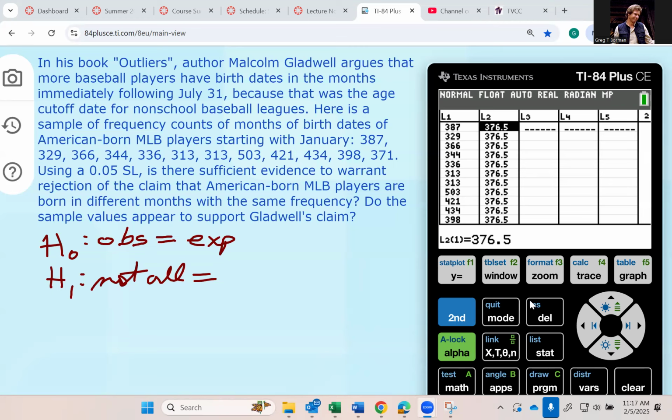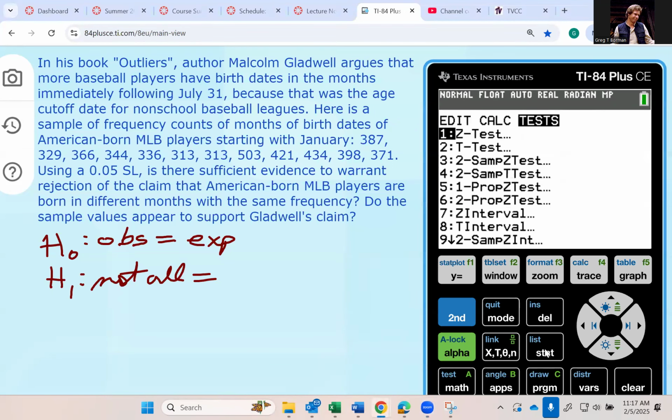So now we can go to stat over, and we want to use the chi-squared GOF test, goodness of fit. Okay, so in other words, how well do the observed values and the expected values fit each other? Okay, is there a significant discrepancy between them, or do they fit close enough?